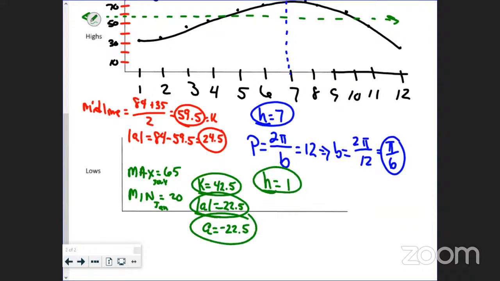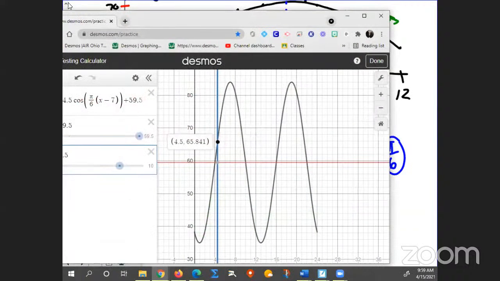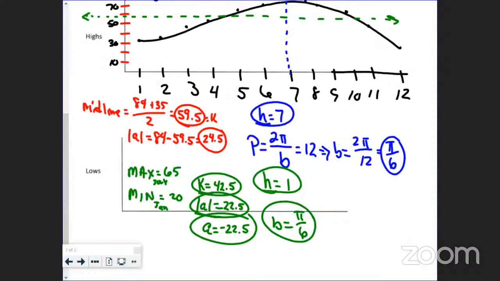And then this period is going to be the exact same, or B is. B is going to be what again? Pi over 6. Let's write it. It better take me through the maxes and the mins of this. It'd be really nice if it did. Here we go. Let me call that up. I'm going to just pull that over here so I can see it still.